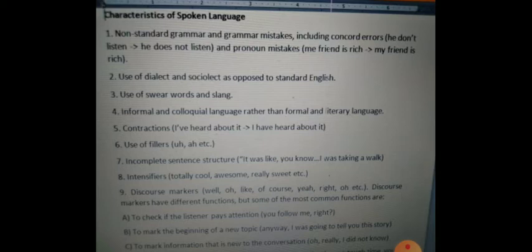So here the language may be fluent in spoken form, but it may not necessarily be accurate at the level of spoken expression. The grammatical errors may be there, and concordance of the subject and verb would be missing. Pronoun errors would surely be there. And secondly, the use of dialect and sociolect as opposed to standard English.